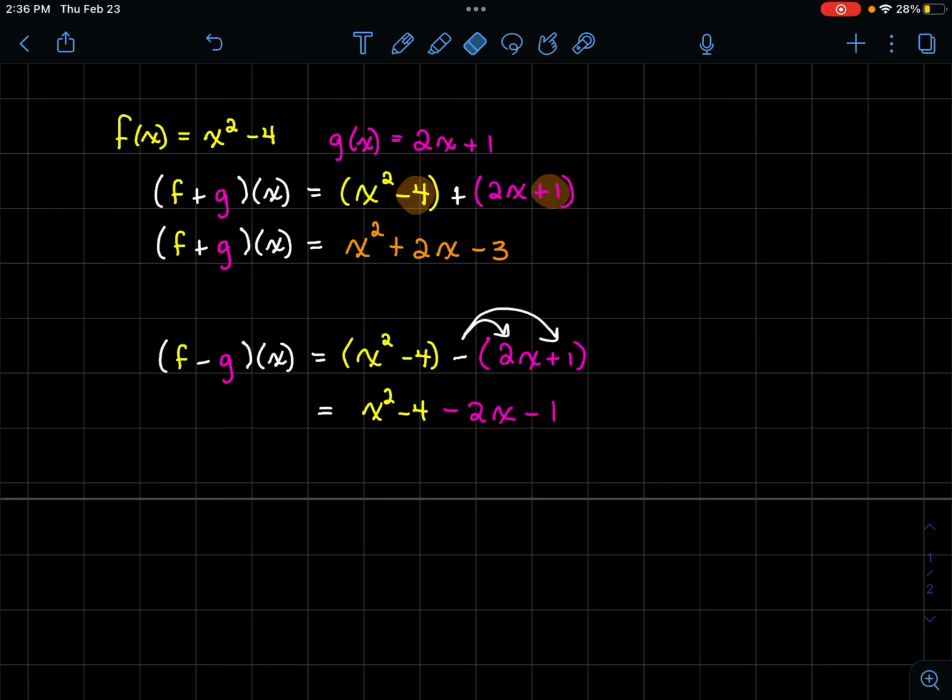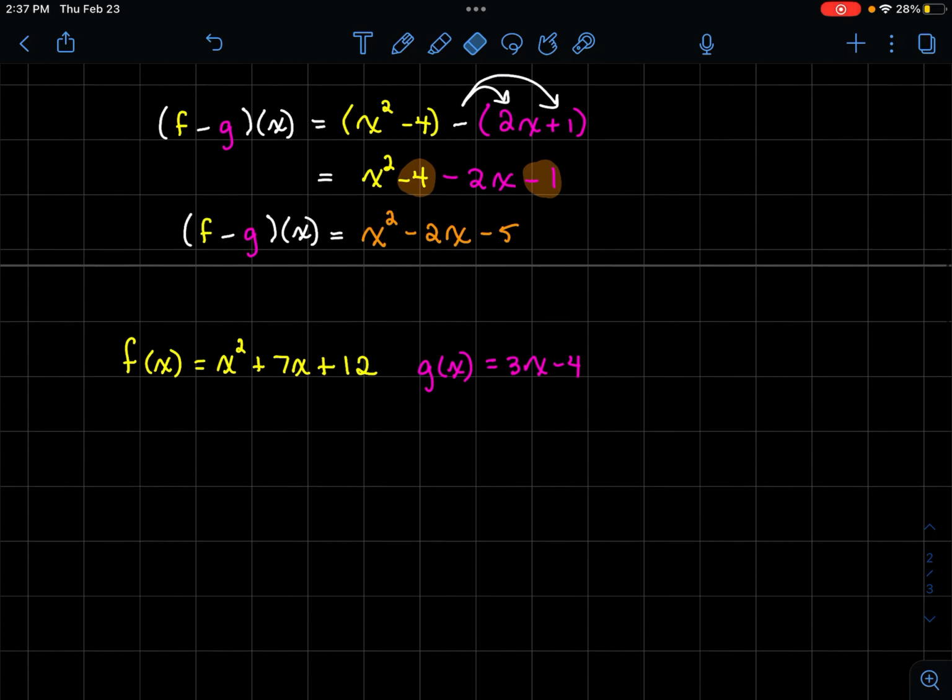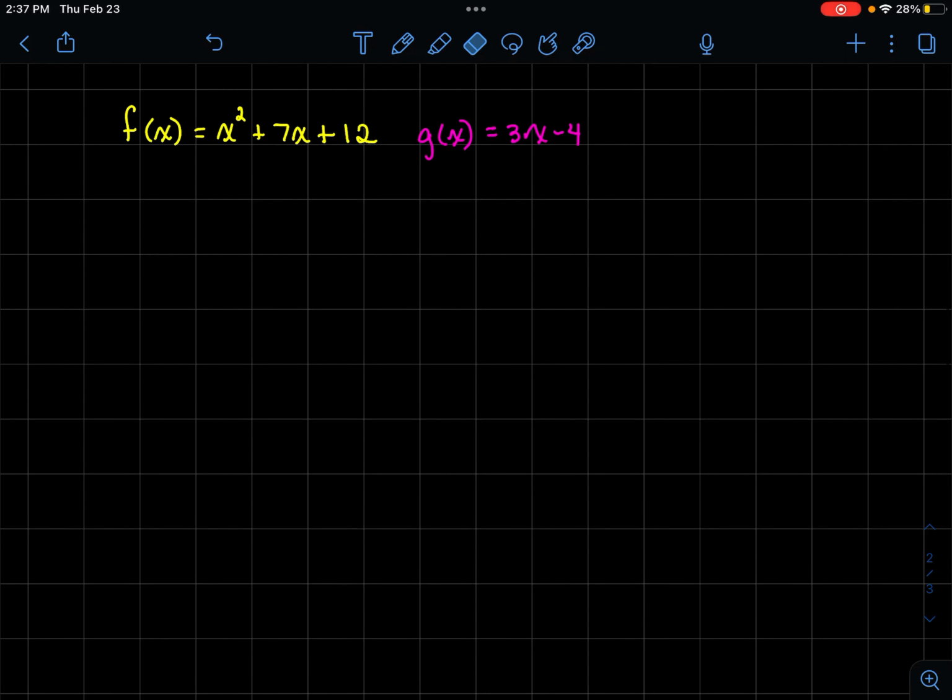Well, we need to, one, drop down the x squared minus the 4, and then we're going to distribute the negative sign. So that gives us negative 2x minus 1, and then we look for like terms. Well, x squared and the negative 2x are not like with anything, so we leave that in our answer. We do have like terms with the negative 4 and the negative 1, and when we combine those we get minus 5. So the answer to f minus g of x is x squared minus 2x minus 5.